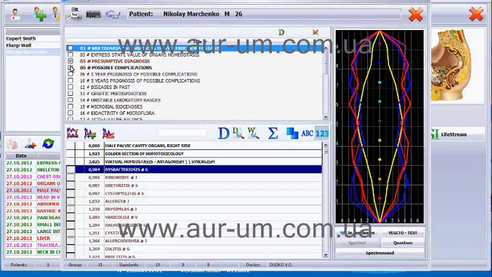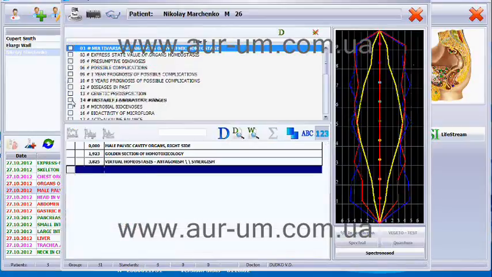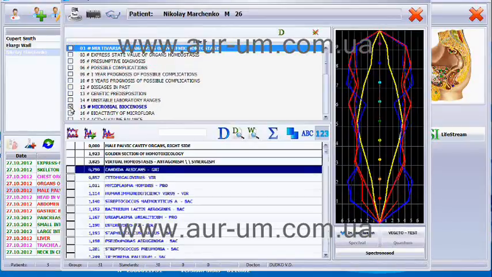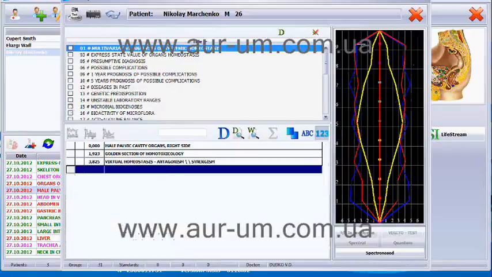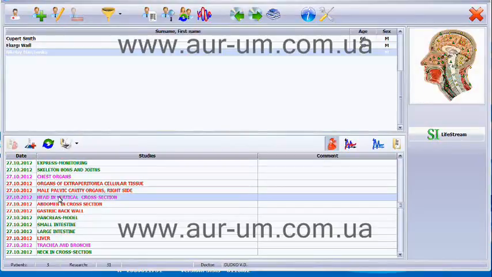We'll go to groups 5 and 6 to check for presumptive diagnosis and possible complications to see what is causing the problem. But at the moment, we see no diagnosis as all the diseases have a coefficient of higher than 0.5. We go to group 15 to check for microbial biocyanosis. But again, we see no alive microorganisms. We go to the next system, that is the head in vertical cross-section.